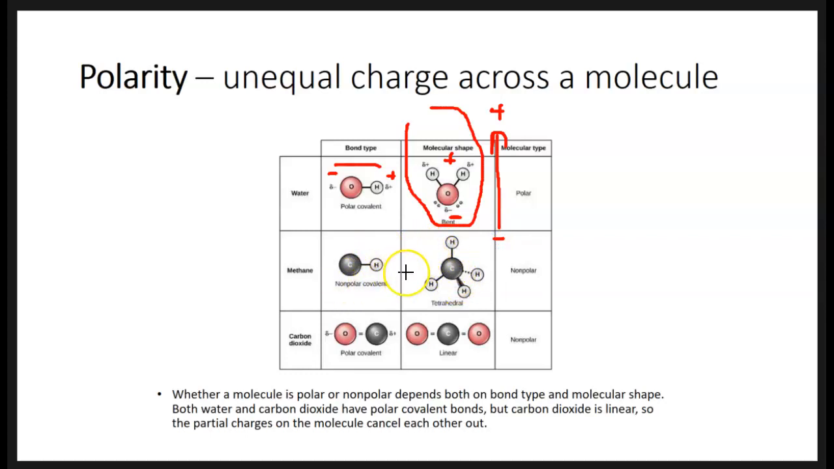Methane is a nonpolar molecule. In methane, the carbon is pretty neutral. It likes to both give and receive electrons. And so in this molecule, especially since those hydrogens are equally distributed across it, this is a nonpolar molecule.